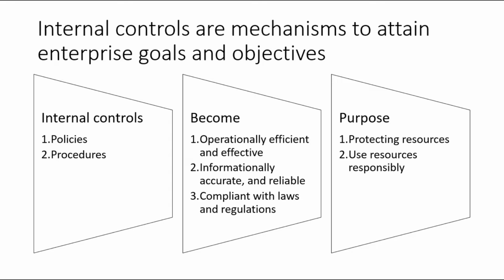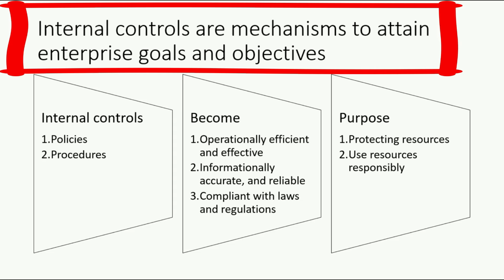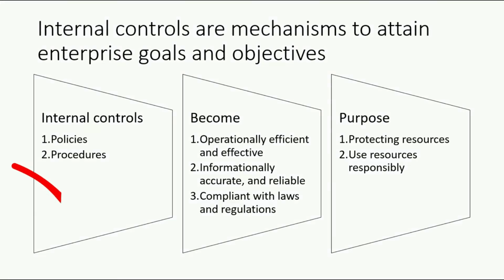When we talk about internal controls, there are mechanisms to attain enterprise goals and objectives. Internal controls comprise policies and procedures. They are to become operationally efficient and effective, informationally valid, accurate and reliable, and comply with laws and regulation. The purpose of internal controls is to protect resources and to use resources responsibly.